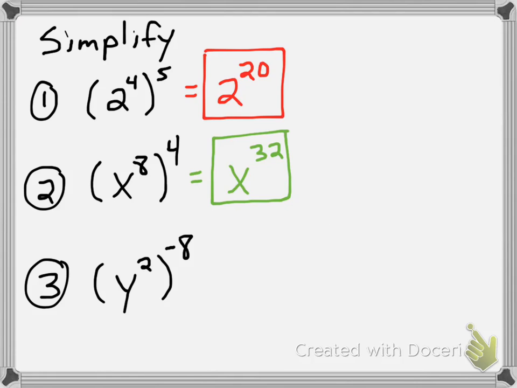Now number 3 looks a little different, but you're not going to do anything different. You have y to the 2nd power raised to the negative 8th power. So I need to do 2 times negative 8, which gives me y to the negative 16th power, because 2 times negative 8 is negative 16. Pretty simple. When you raise a power to a power, you multiply the powers.